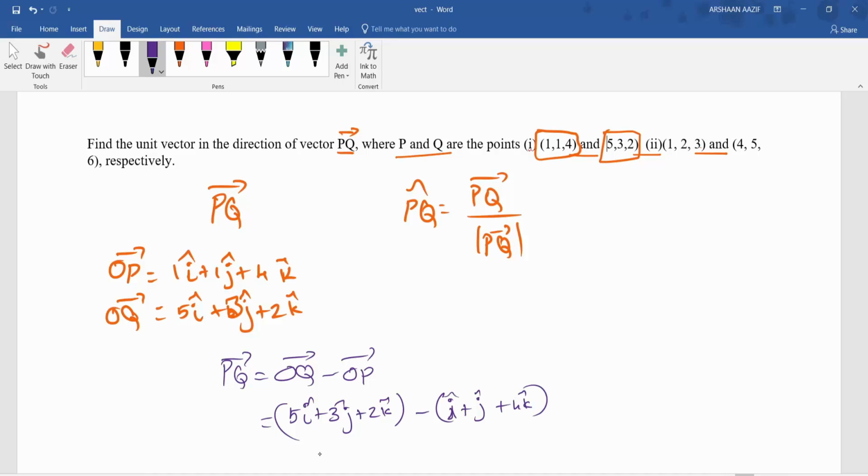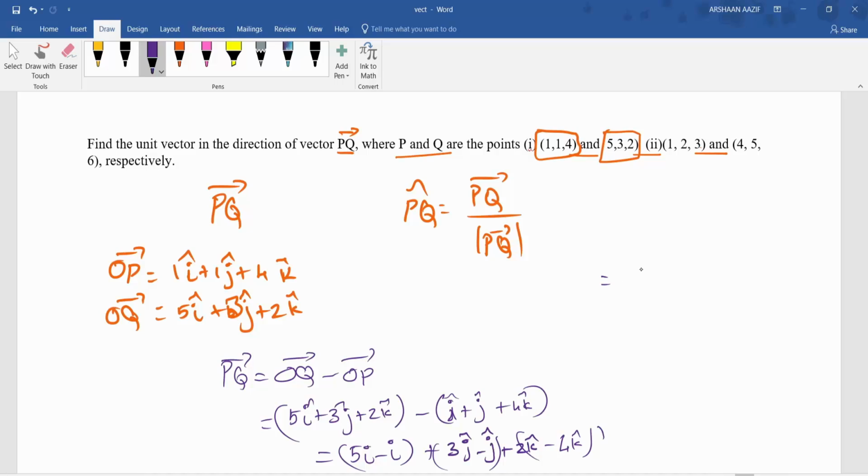Subtracting this, we will end up with the PQ vector, which is 5i minus i. Only the same components are subtracted, like terms. You have learned this in your algebraic identities. So 3j minus j, plus 2k minus 4k. So 5i minus i will end up with 4i. Then 3j minus j is 2j. And 2k minus 4k is minus 2k. So this is your PQ vector.